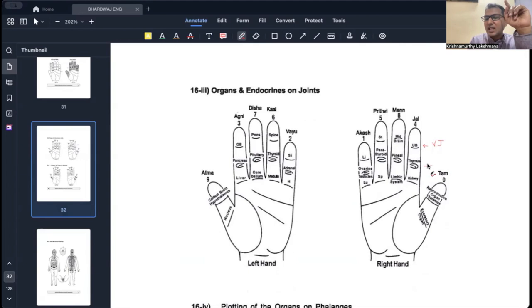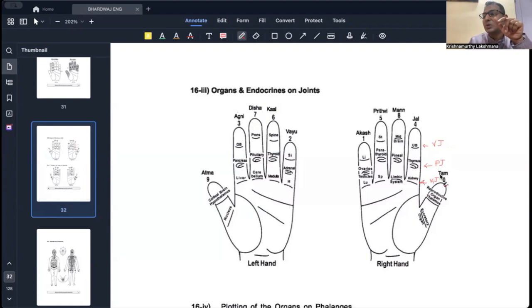The next one is the Pitta joint. And the third one, the lowest one, is the Kaph joint, right? So the top joint is the Vata joint, the next joint is the Pitta joint, and the bottom joint is the Kaph joint. And the thumb has only two joints.